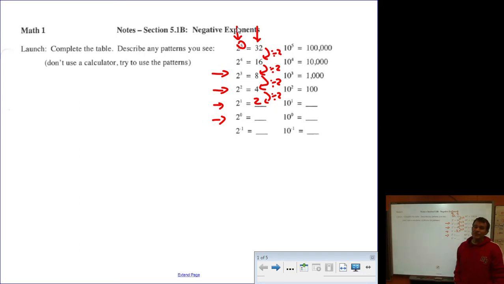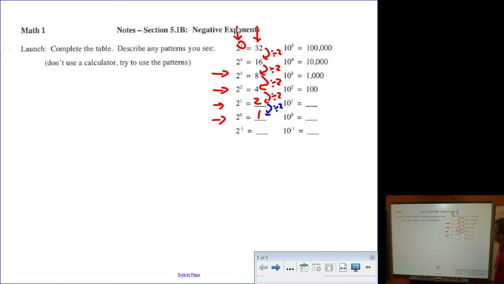A lot of students think that 2 to the 0 power would be 0. But in fact, it's 1, right? Because to continue this pattern, you would divide by 2 again, and 2 divided by 2 is 1. So if we're going to follow the rules of math and the patterns of math, 2 to the 0 power needs to be equal to 1.